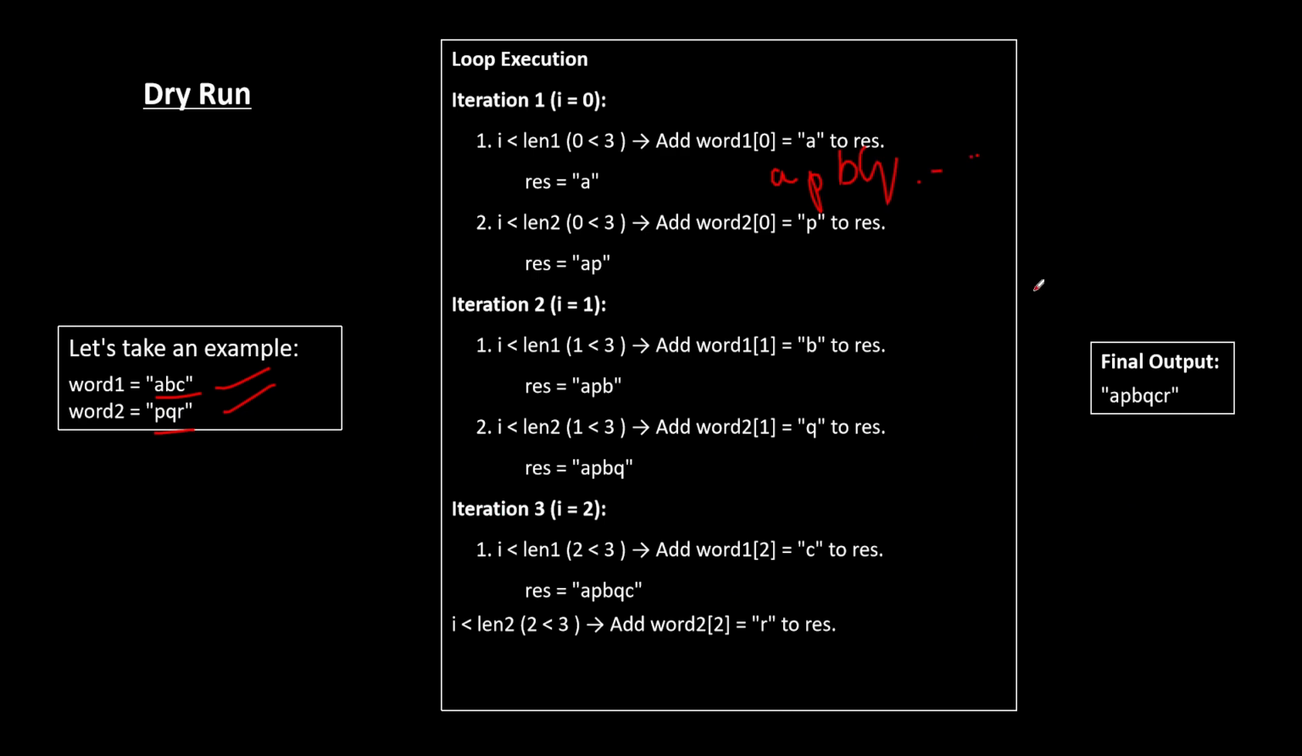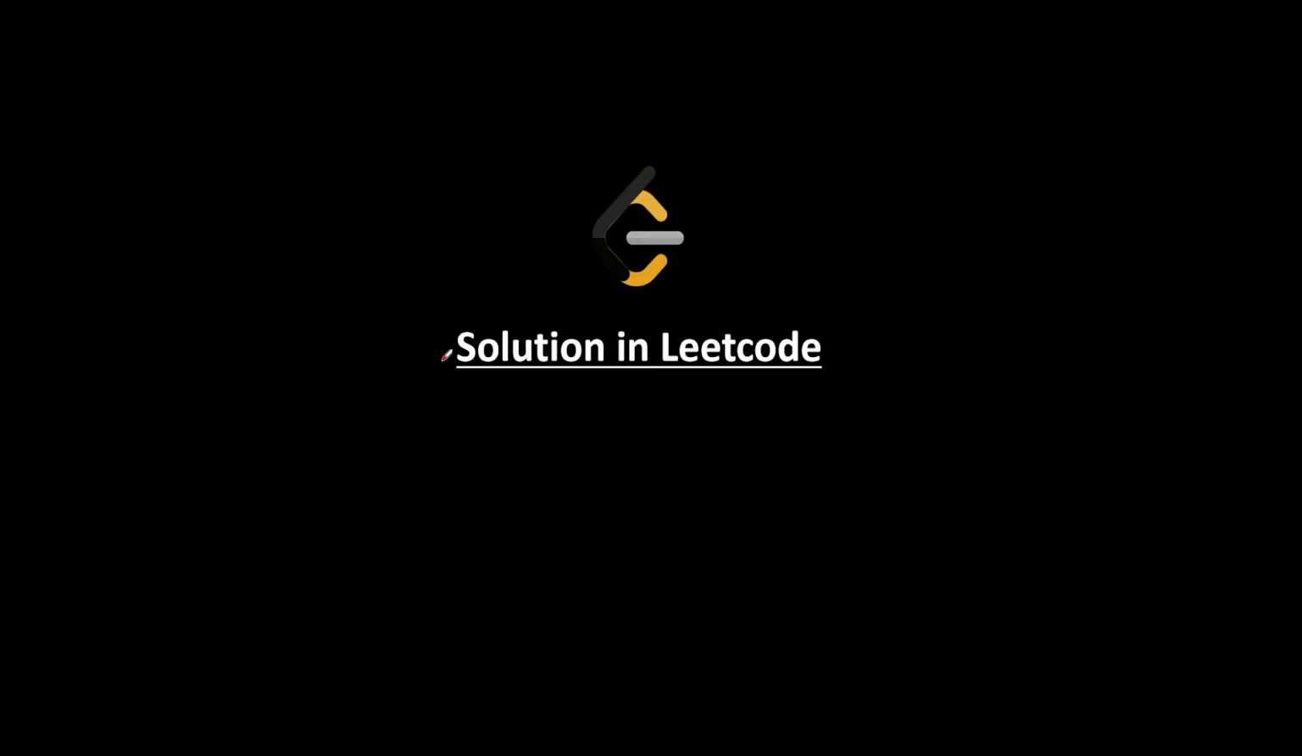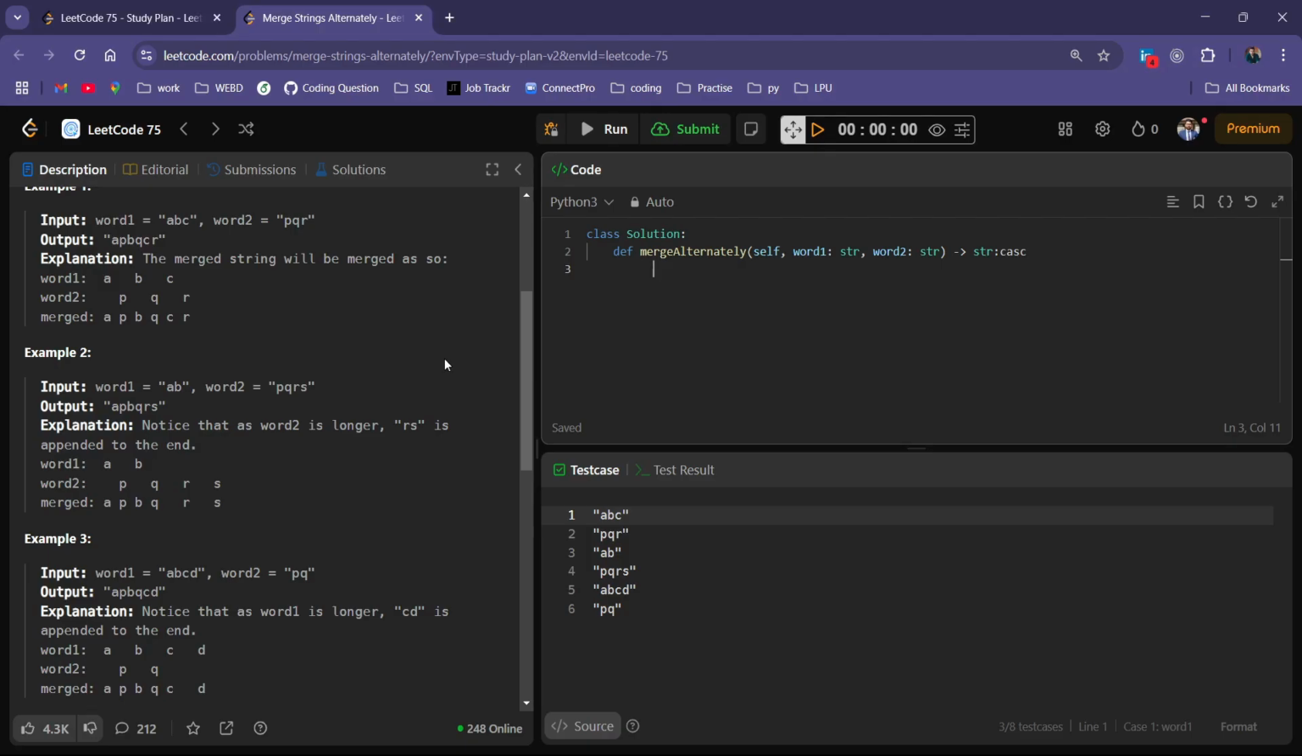And if either string is longer than the other, then at the end we will add the complete remaining string to the result. The final output will be APBQCR. Now let's look at the solution in LeetCode.